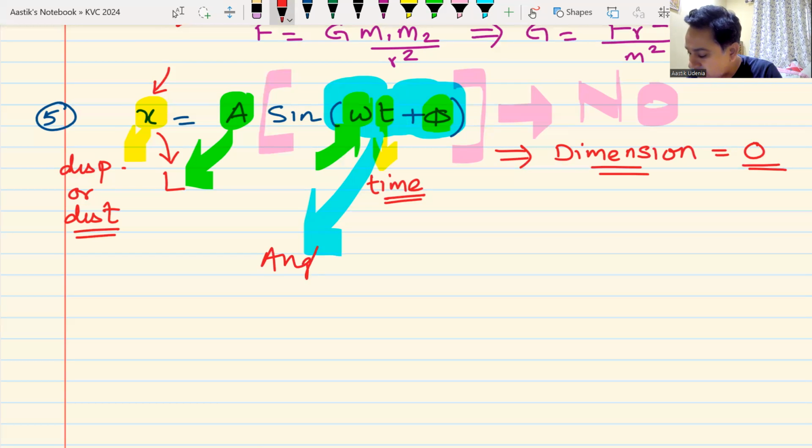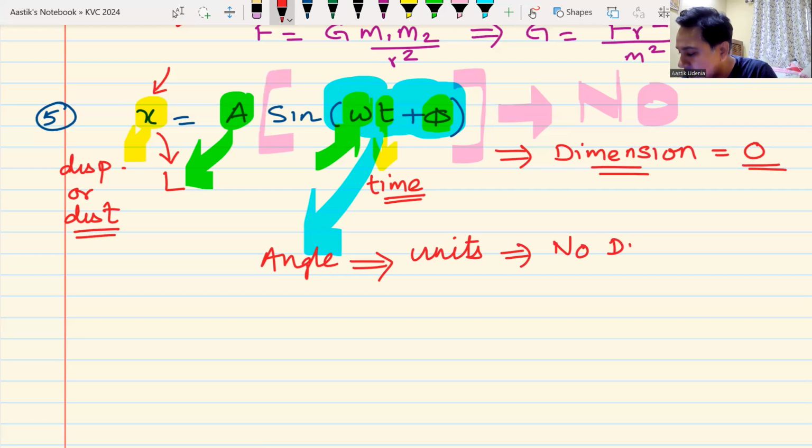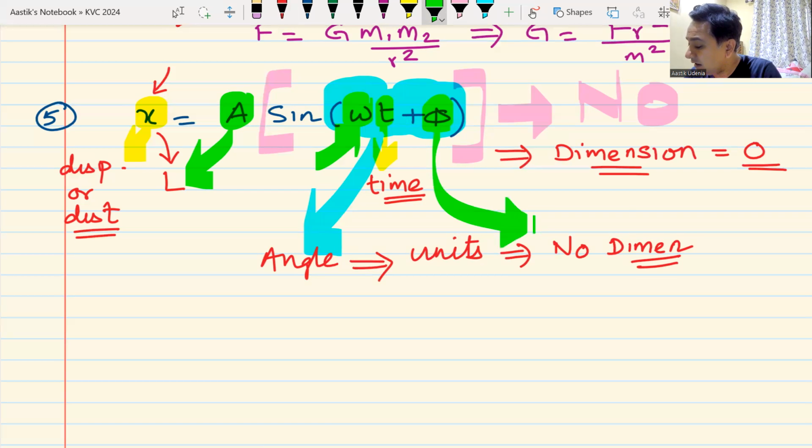The entire thing has to be an angle, and an angle only has units. So it will be radian or degree, and it has no dimension. Do we understand this? Yes or no? Yes, sir. It has to be no dimension. Therefore, this is just a number. So now you can easily say that this phi will have no dimension. Yes or no? Yes, sir.